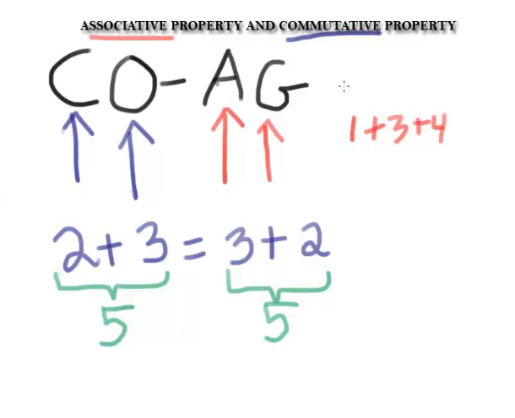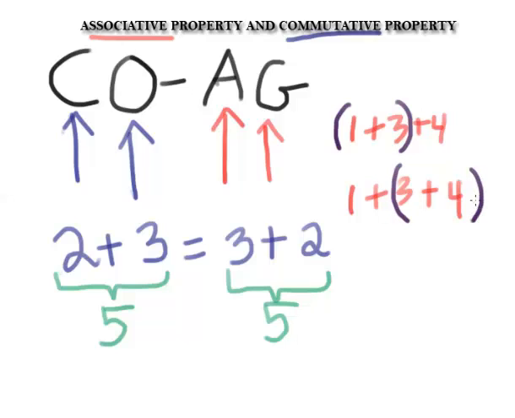and the order didn't change, so we'll keep it as 1 plus 3 plus 4, but we're going to group them differently using parentheses. So I'll group the first one, put parentheses around the 1 plus 3, and I'll put the parentheses around 3 plus 4 for the second one.